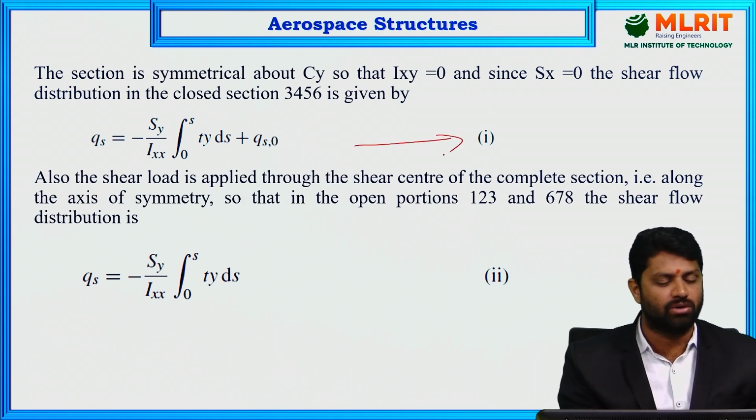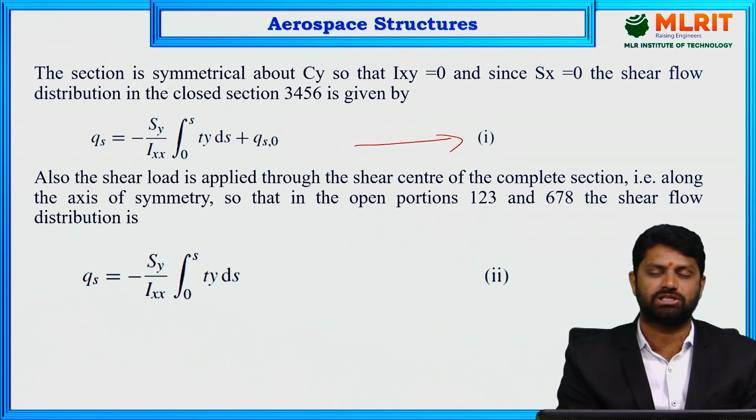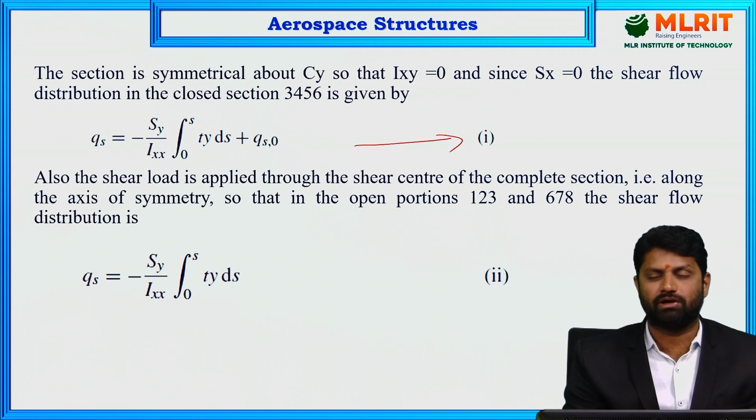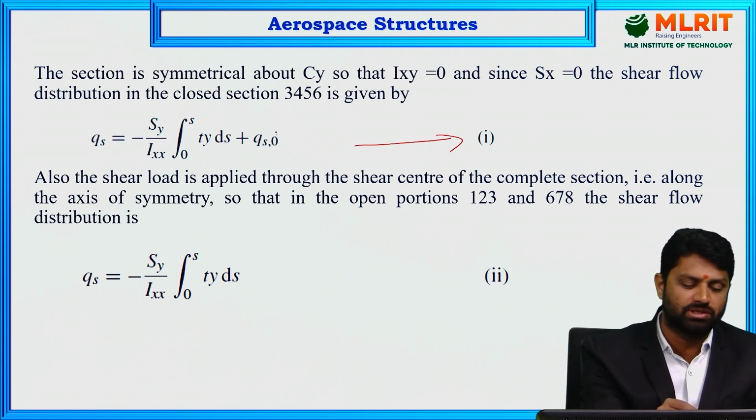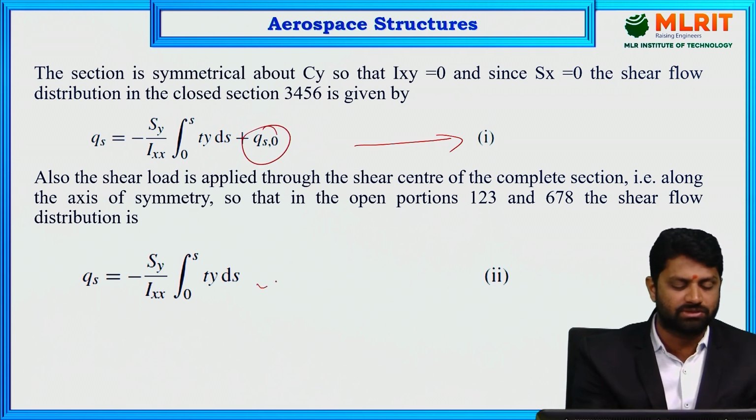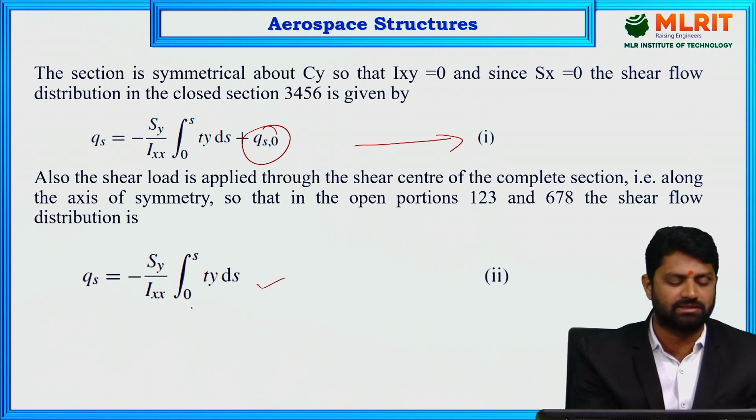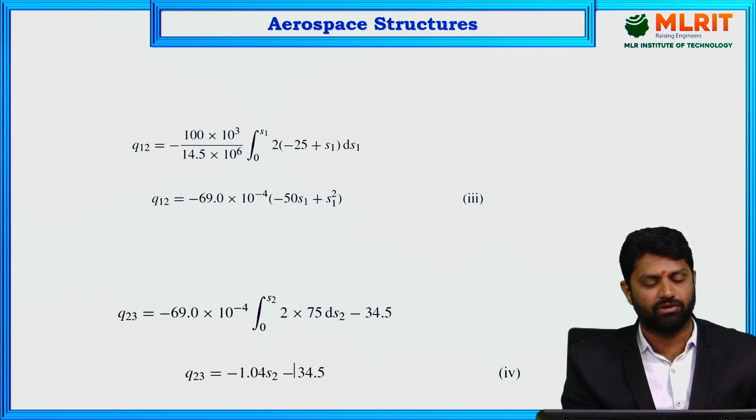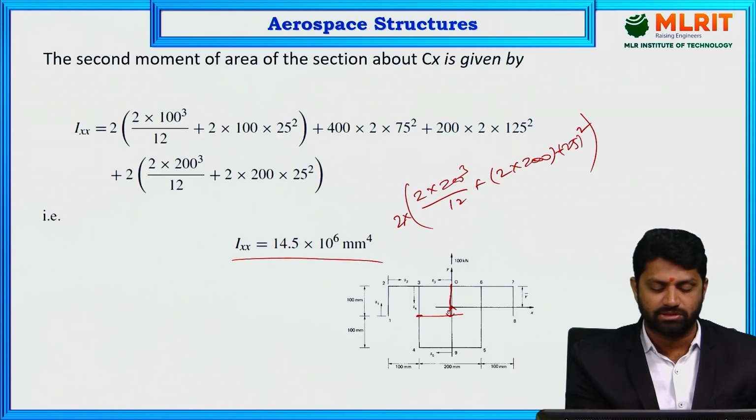And now after knowing this, we have to do the shear flow distribution separately for the open section and closed section beams. If you look at the open section beams, those are the 1, 2, 3 and 6, 7, 8 panels. You can do either 1, 2, 3 or 6, 7, 8, and the other one will be the same from symmetry. For the open section beams, this Qs naught does not exist, so the formula limits only up to here: minus Sy by Ixx integral 0 to S of Ty into ds. Now, if you look at the diagram, S1 is considered as the distribution.